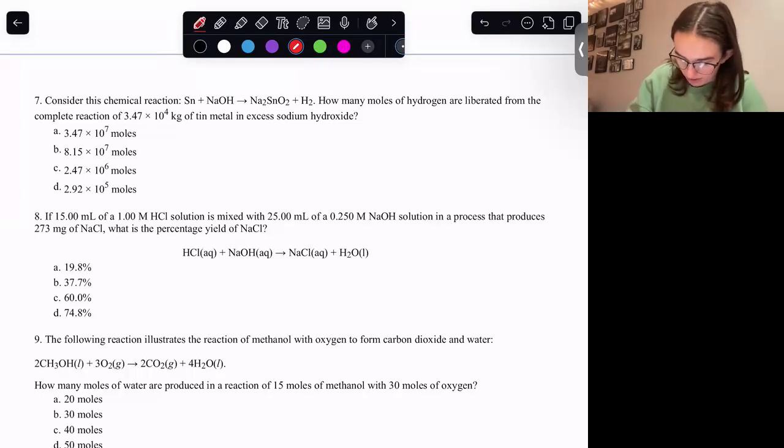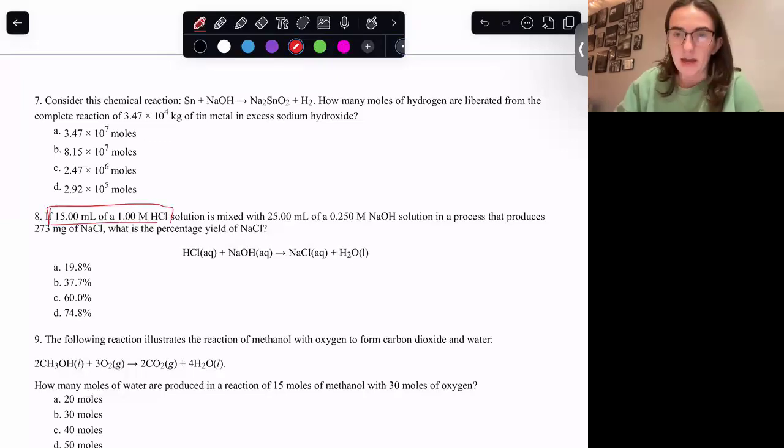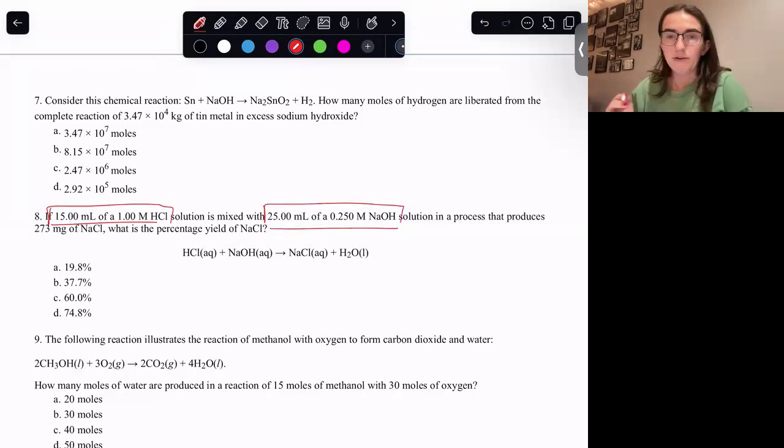So what we're given here is a volume and a concentration for both of your reactants. If you're given a volume and concentration of both things for your reactants, what kind of problem is this first? Before it's an acid-base question, what is this? Before it's even a percent yield equation, what is this? Good, right? So this is a limiting reactant.